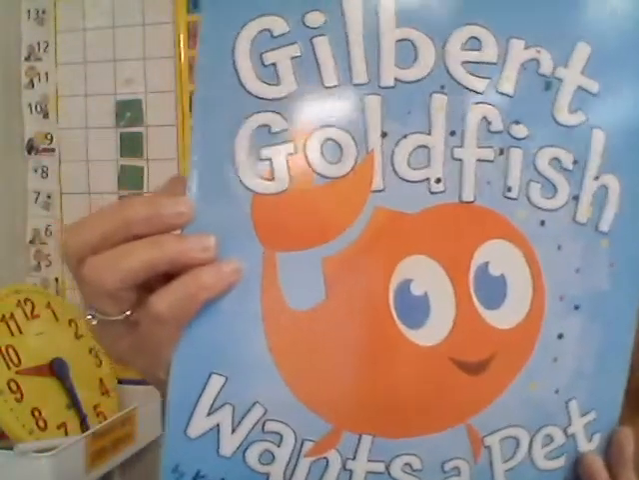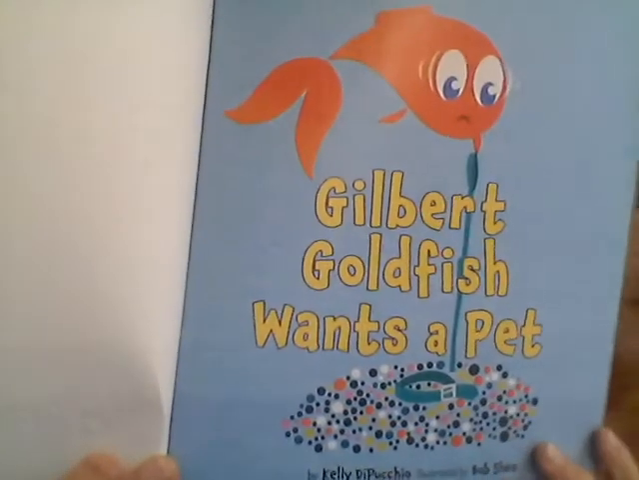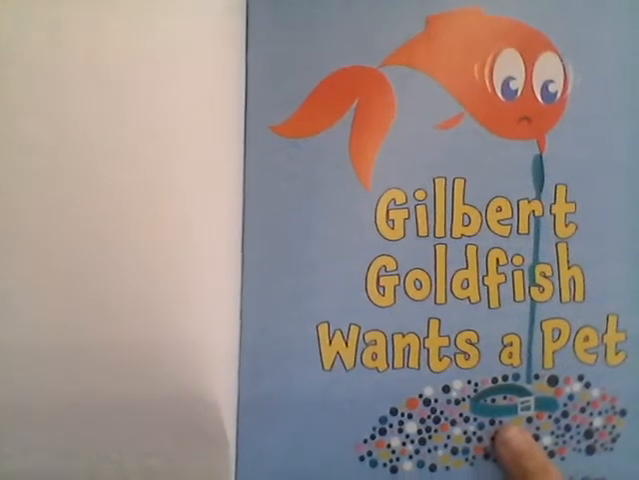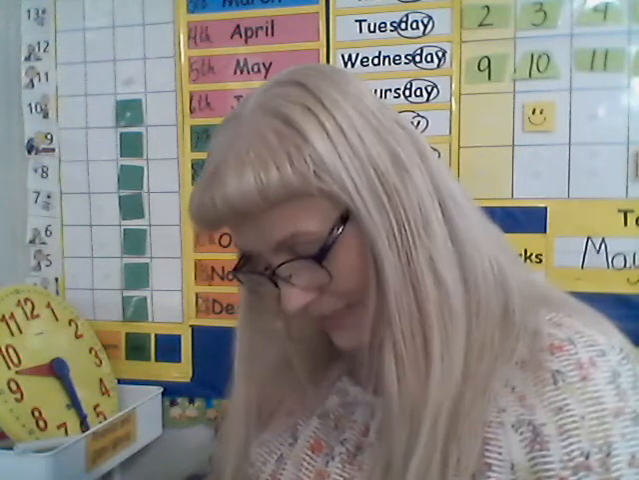So this is called Gilbert Goldfish Wants a Pet. And this is written by Callie DiPuccio, and it's illustrated by Bob Shee. And this is my title page. Gilbert Goldfish Wants a Pet. And look, there he has a leash. And Gilbert looks so sad. All right, can a goldfish have a pet? I don't know. Let's see.